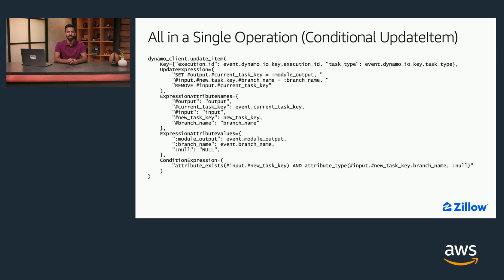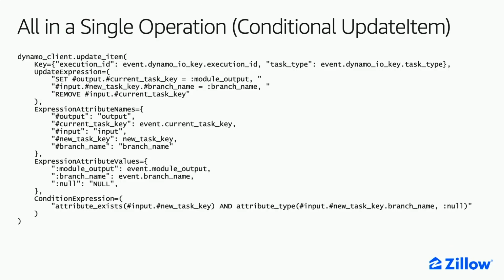To solve this, we set an attribute exists condition to check that the key still exists, and set an attribute type condition to make sure the branch name is null. If the update fails, we know to read the DynamoDB object again and try again to select another input. If you want more information on what the rest of the hash signs and other parameters here mean, we recommend you check out the DynamoDB docs on the AWS website.